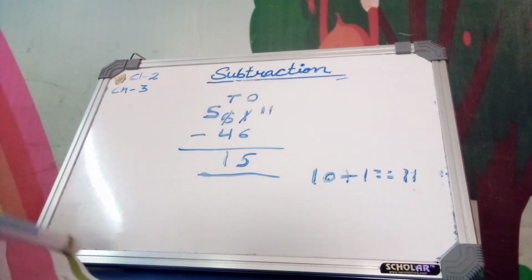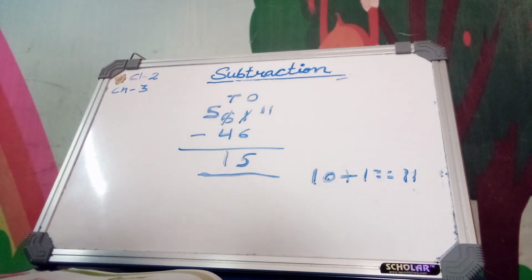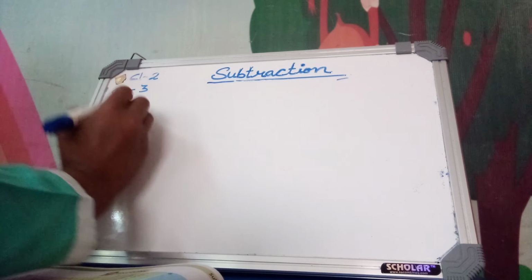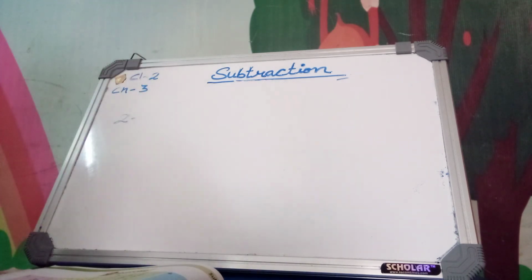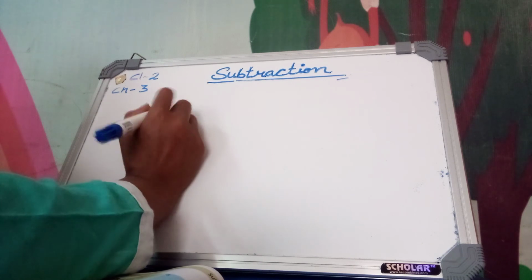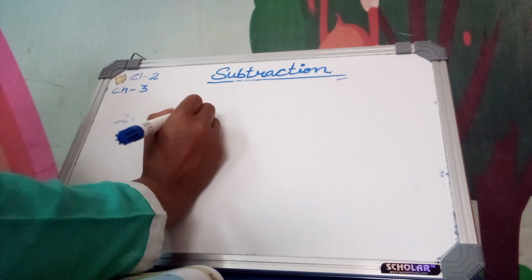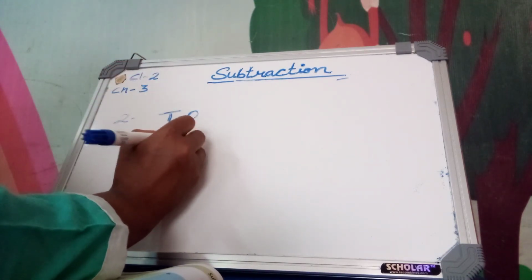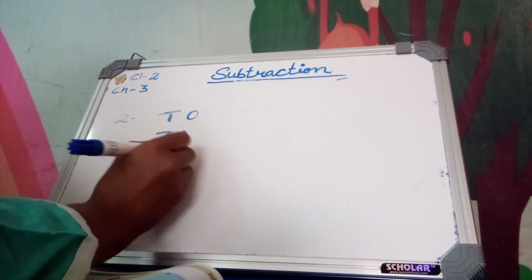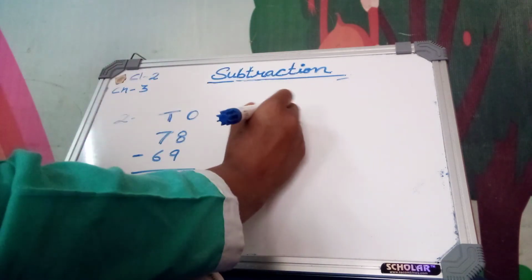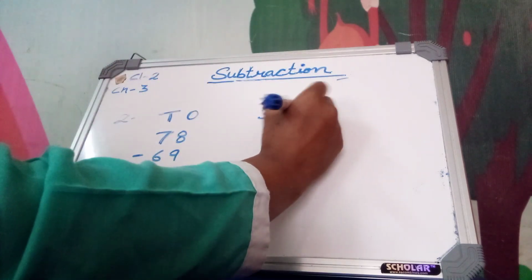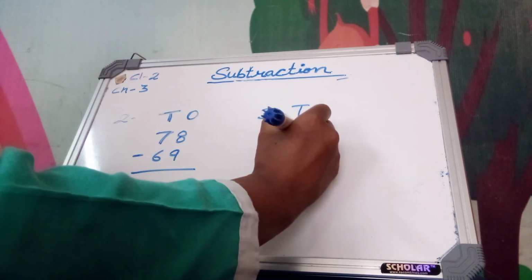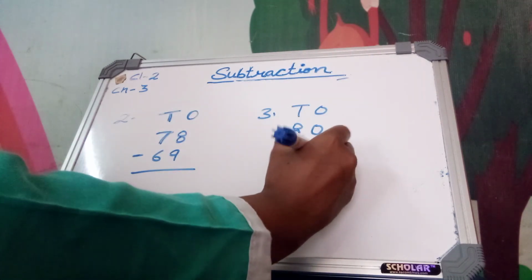Now turn your page and do these borrowing sums. For example, 1 is also done for you. We will do question number 2. From 78 we have to subtract 69. From 82 we have to subtract 5.